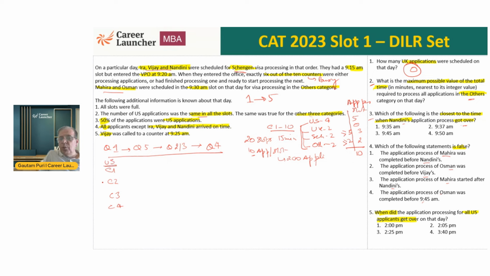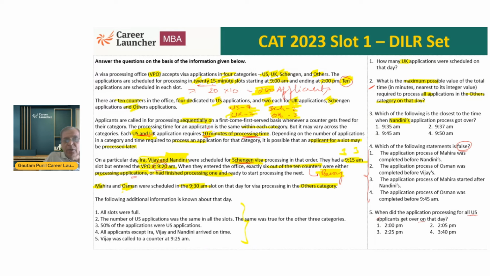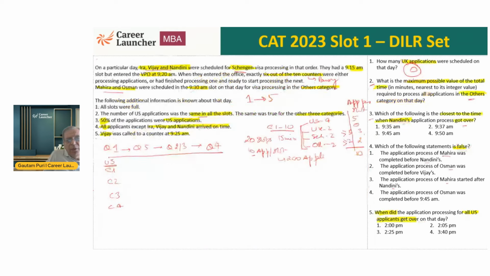Now, as far as US is concerned, how many applications per slot? 5 applications per slot. But there are 4 counters. And how much time per application for US? 10 minutes. So 9 to 9:10, 4 applications taken up. As soon as one of them gets over, the 5th applicant will start at 9:10 and go up to 9:20. When will the second lot of people come? They'll come at 9:15 a.m.